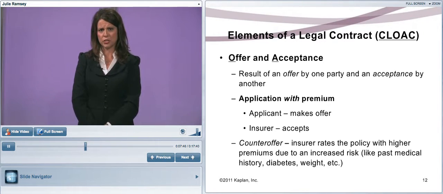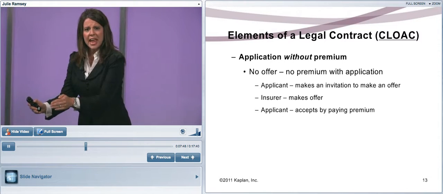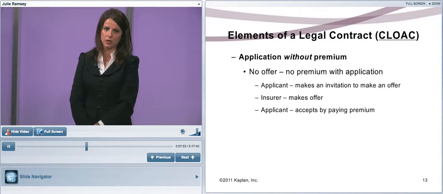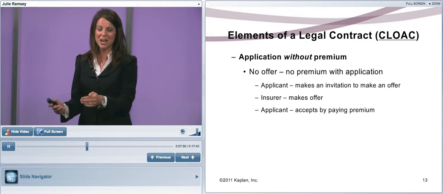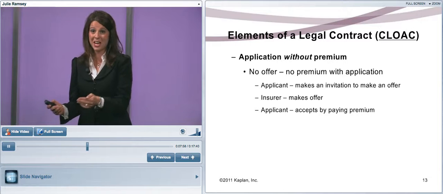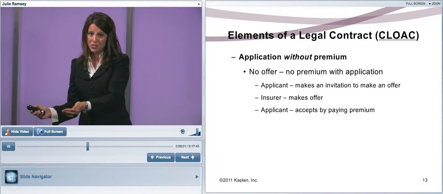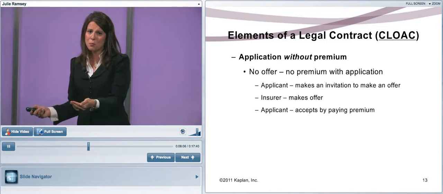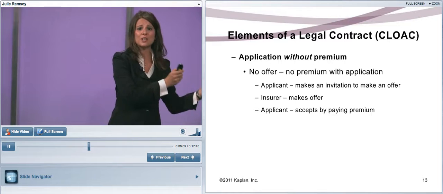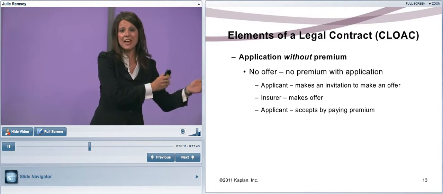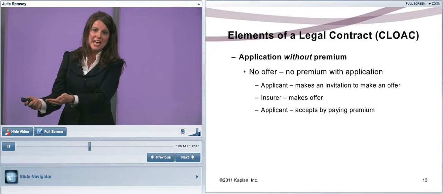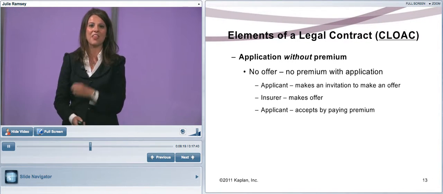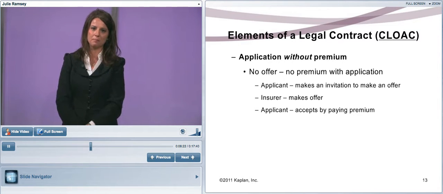Now let's look at another situation. Let's say that we're sitting down with a client and that agent gets an application, but there's no premium, no money with that application. Well, we said in order to have an offer, you have to have money with that application. So it's not a true offer because there's no money with that app. So the applicant makes an invitation to make an offer. It's not a true offer. There's no money. In this example, the insurance company makes the offer. And then the agent will present that to the client, and then the applicant accepts. How do they accept? By paying the premiums. You always have to have money with it.